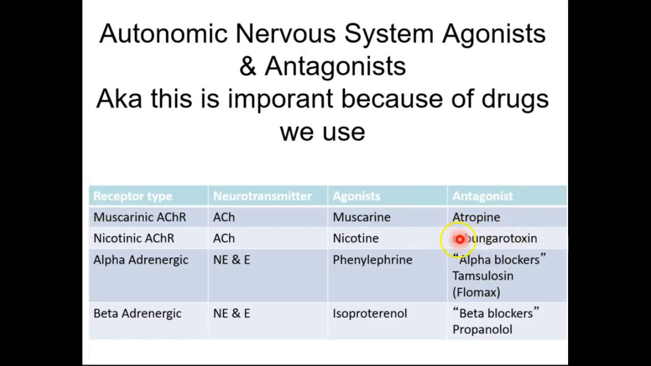So atropine would be a muscarinic antagonist. Alpha bungarotoxin will be a nicotinic antagonist. Alpha blockers will be alpha adrenergic antagonists. And beta blockers like propranolol will be beta adrenergic antagonists. So yes, you are responsible for that today.